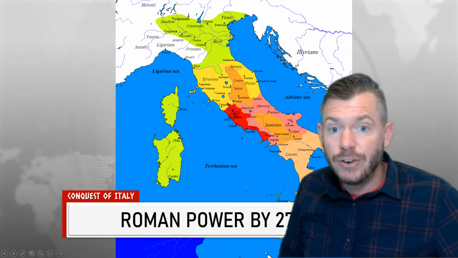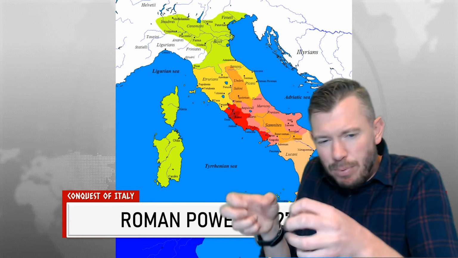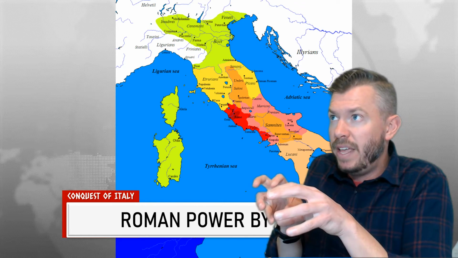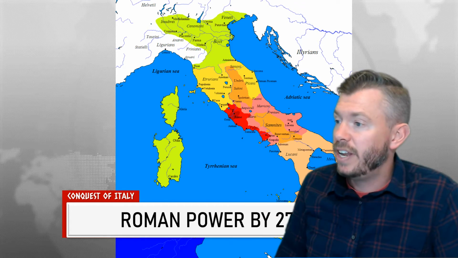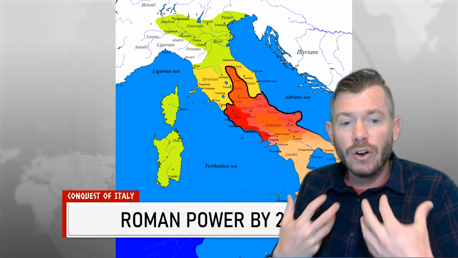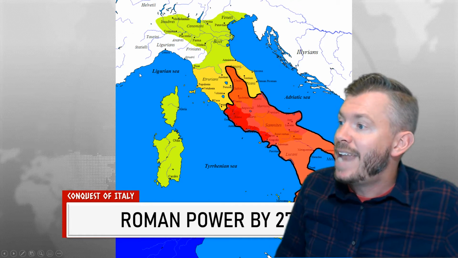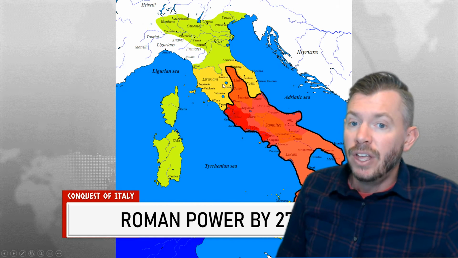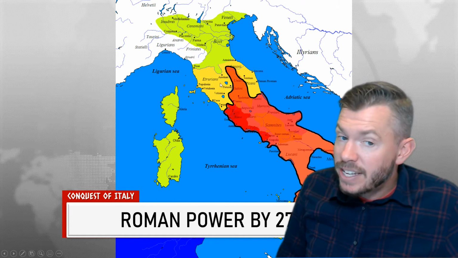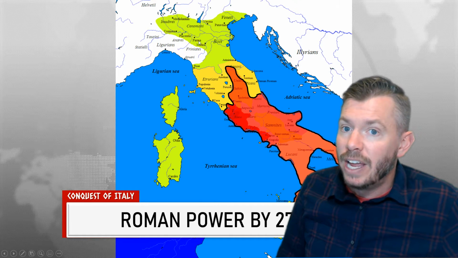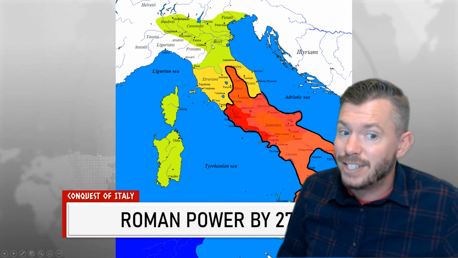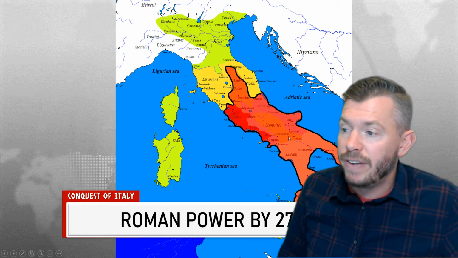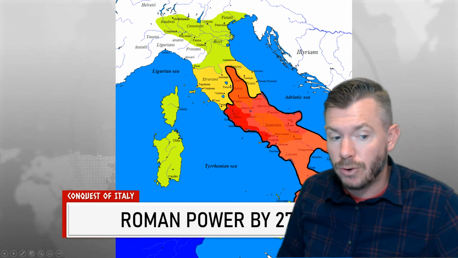Okay, so after defeating Pyrrhus and bringing in these allied areas in the aftermath of his invasion of southern Italy, Rome, by the early part of the 3rd century, now owns the whole lower half of Italy. You'll notice up here, right, they still haven't beaten the Etruscans. And up here, that's where the Celts are, right? They still haven't made any progress against the Celts. But the entire southern part of Italy now is under Roman control.